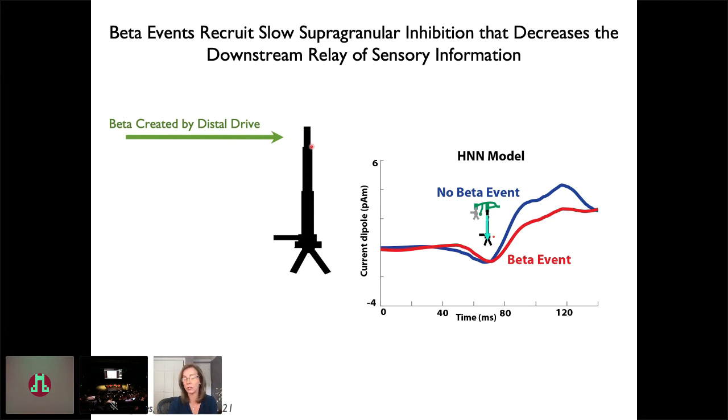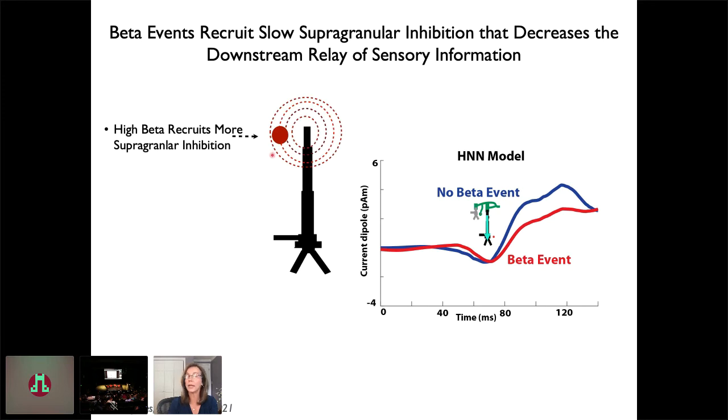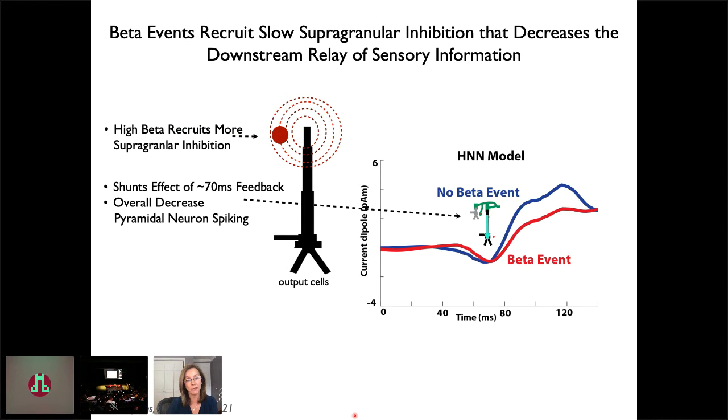This input is not only hitting the pyramidal neuron dendrites, but it's also hitting the inhibitory neurons. And it's recruiting a lot of inhibition in the supergranule layers before you even tap the finger. So now when you tap the finger and you get this sequence of information flow to the local cortical circuit, and importantly, this feedback input comes in to generate this negative peak, that input can't get in because we have a lot of inhibition.